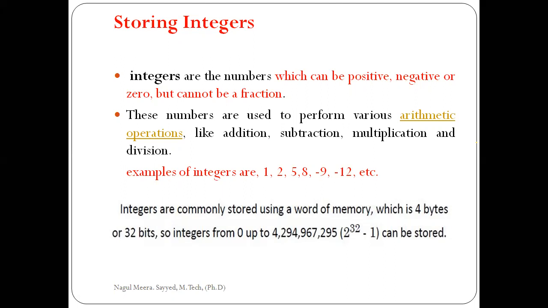Simply, integers are commonly stored using a word of memory. Now, how much capacity do integers have? 4 bytes, which is 32 bits. So the integer range is 0 to 4294967295. This is a very large number.